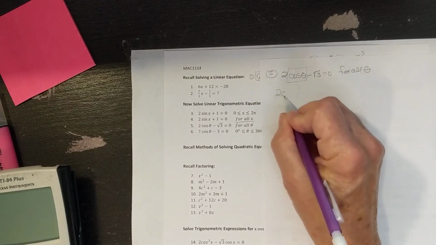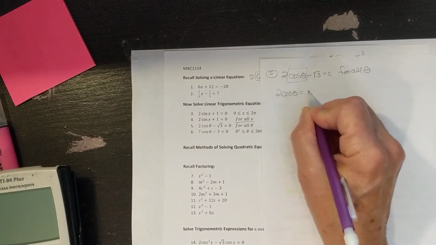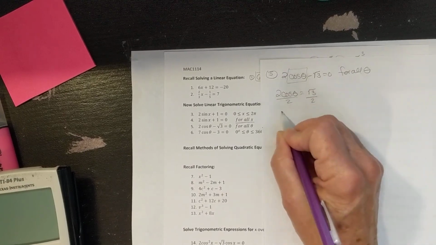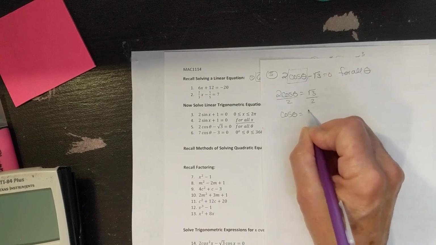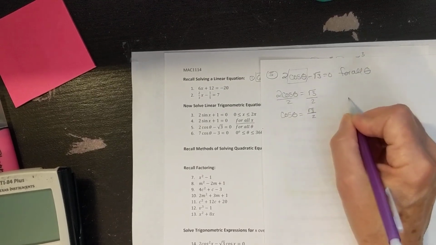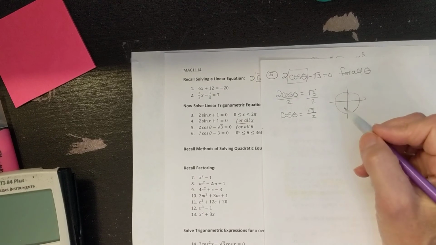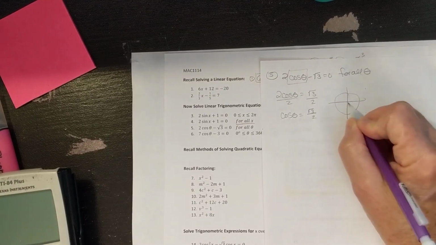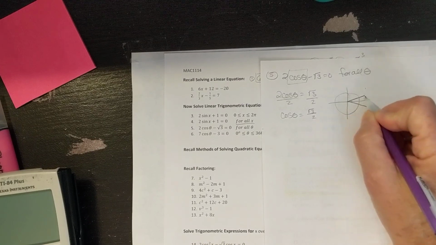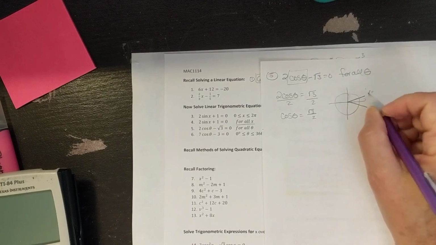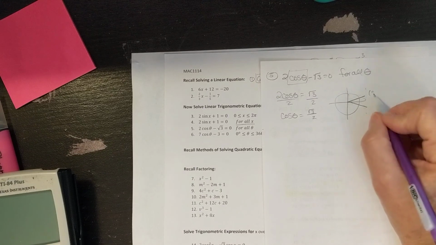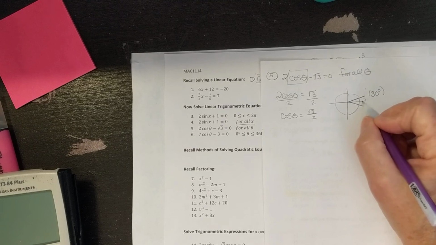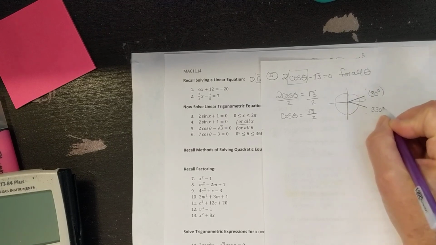So it's 2 cosine of theta is equal to the square root of 3. We add it to both sides. Then we divide both sides by 2, and we get that the cosine of theta is the square root of 3 over 2. And then you ask yourself, where is the cosine positive? In quadrant 1 and quadrant 4. Who has a cosine of square root of 3 over 2? We can find an angle here, pi over 6, or since it's theta, 30 degrees, and another one here at 330 degrees.